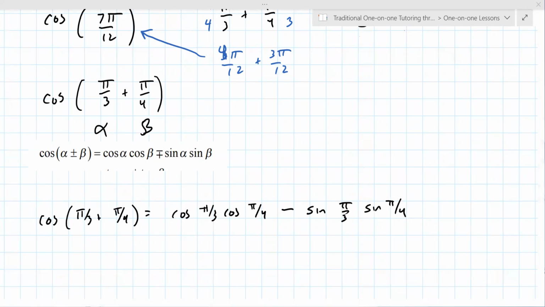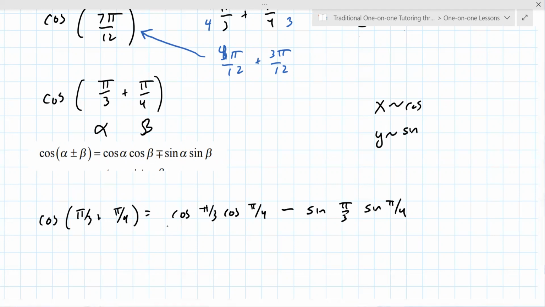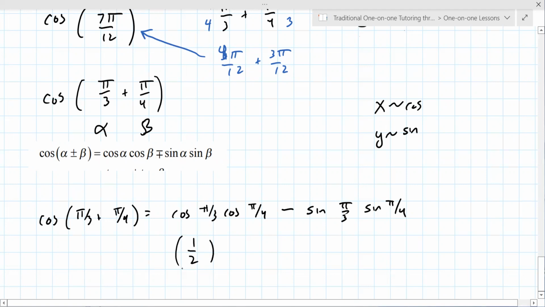Now, you've got that link. Could you go to your unit circle and tell me the cosine of pi over 3? And again, x is the cosine, y is the sine, meaning x is the first value in that ordered pair, y is the second value in that ordered pair. Can you tell me what cosine pi over 3 is? Sure. Pi over 3, the cosine would be 1/2. That's right. And what is cosine pi over 4? Root 2 over 2.